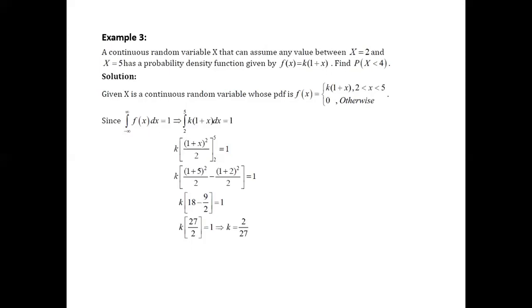Now the probability density function becomes f(x) equals 2 by 27 into (1 + x), for 2 less than x less than 5, and 0 otherwise. Now, how do we find the probability that x is less than 4? So it equals 2 by 27 times the integral from 2 to 4 of (1 + x) dx. If I substitute these values, then the answer is 16 by 27.